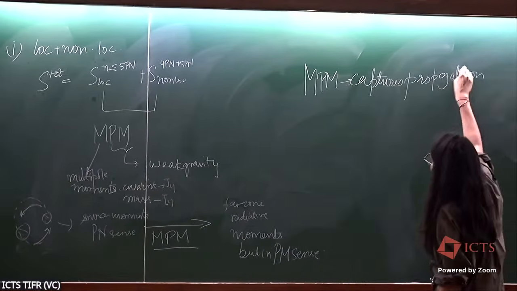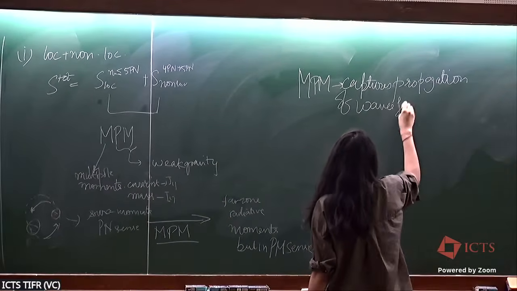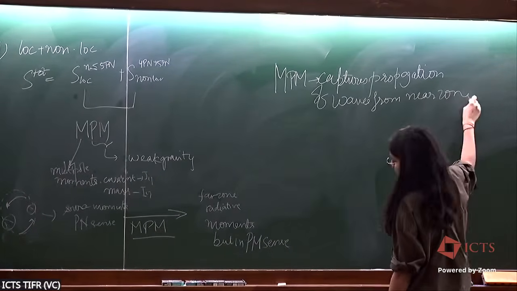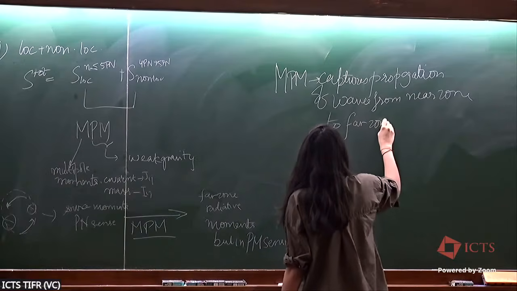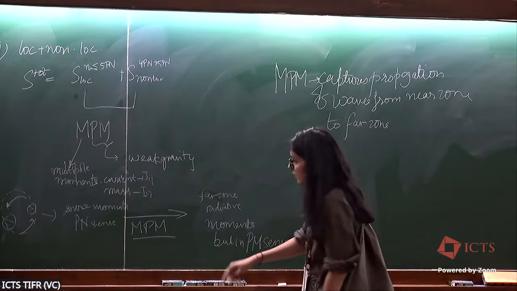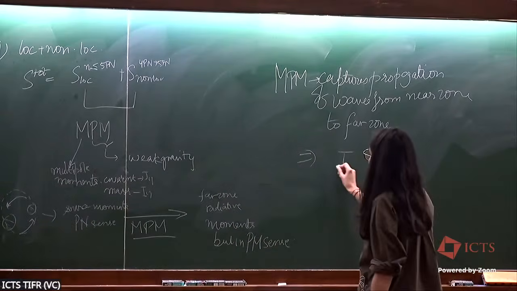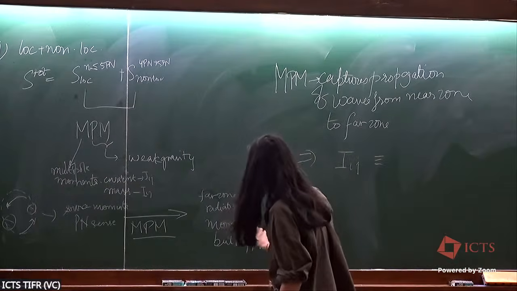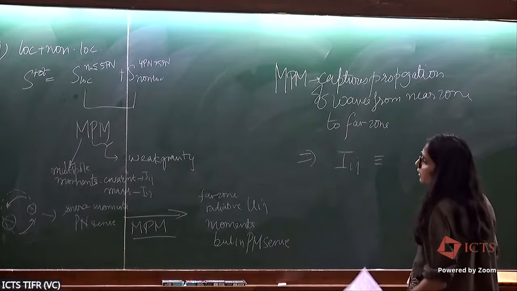Captures propagation of waves from near zone to far zone, which basically implies that it relates the source multipole moments, which I denote by Iij, with the far zone radiative multipole moments, which I denote by Uij for the mass type.